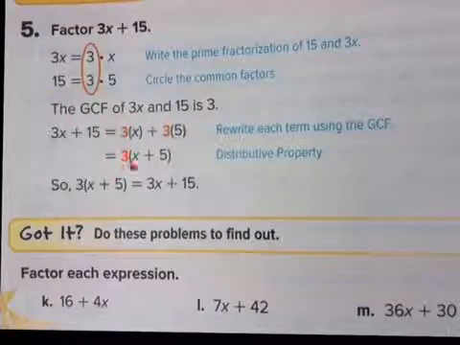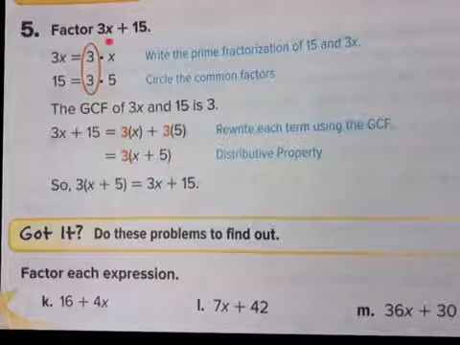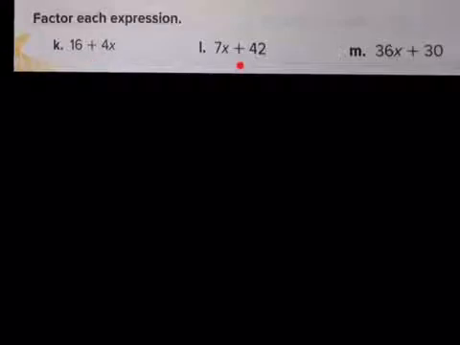So I have 3 times x is 3x, plus 3 times 5 is 15. And there it is, 3x plus 15. You see that? But we would write it like this to use the distributive property. If you think you're ready to try these 3, go ahead and do it and pause the video, okay?